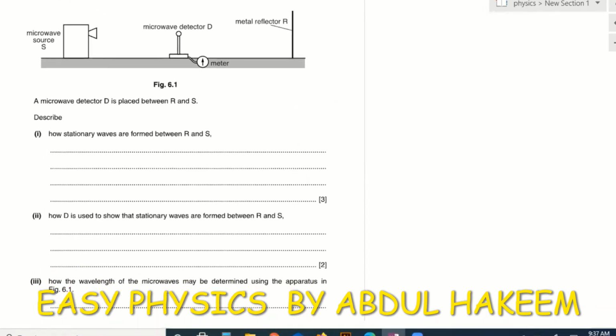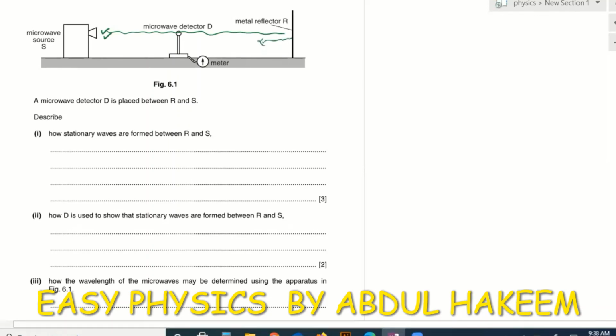Now the next is, a microwave detector D is placed between the R and S. Describe how stationary waves are formed between R and S. Look, the incident wave is emitted from the microwave. It travels towards the reflector. The incident wave is reflected back. Both are traveling with the same frequency, same speed, but in the opposite direction. They overlap each other. The overlapping causes the stationary wave because nodes and antinodes are formed.